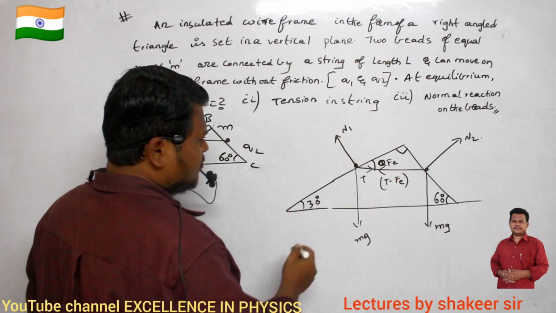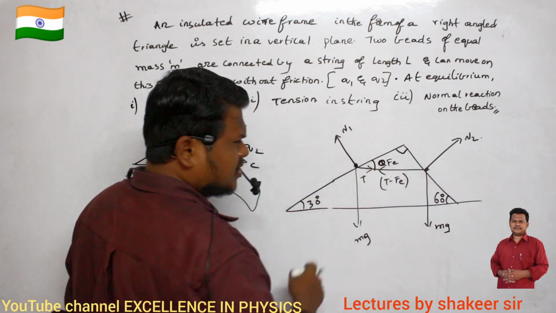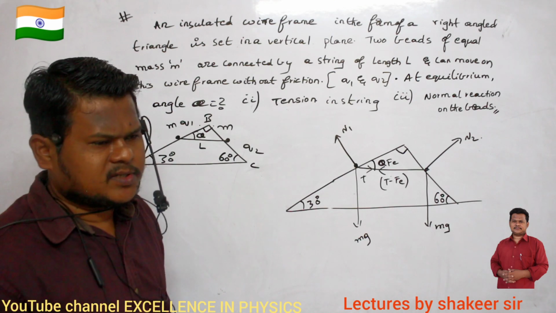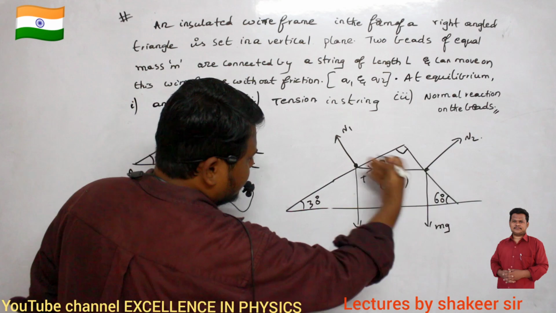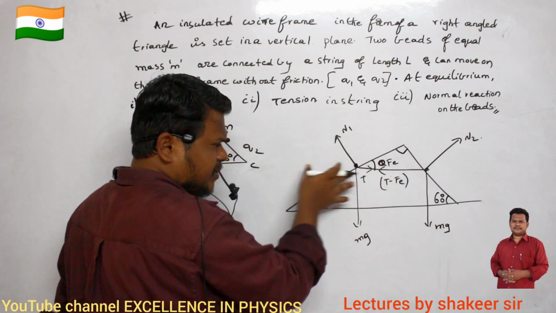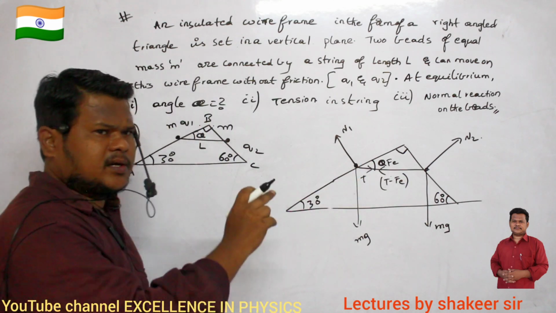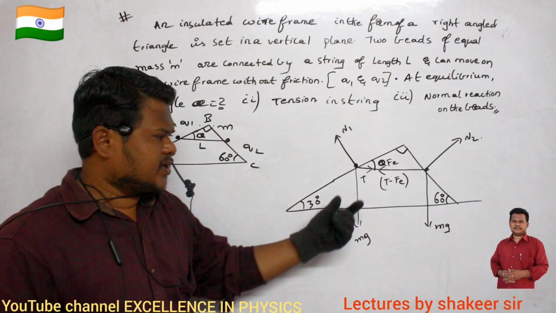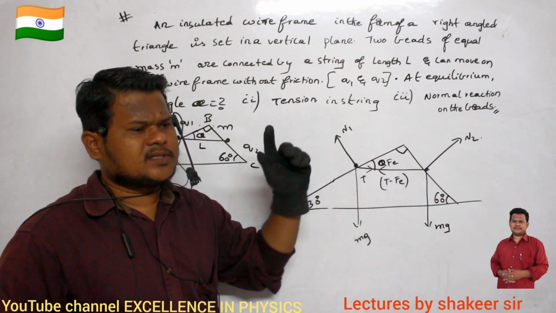Clear? Then what about the charges possessed by this bead and this bead? They are like charges, no? Like charges means there will be an electrostatic force of repulsion. So the repulsive force will be acting in this direction, and tension will be acting in this direction. So T minus Fe will become the net force acting on those beads. Are you able to understand? So T minus Fe will become the force developed in this string.